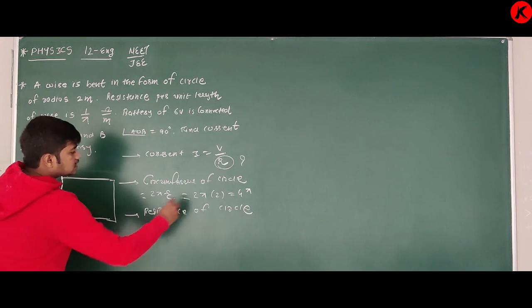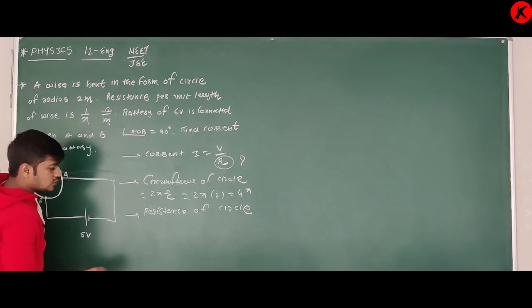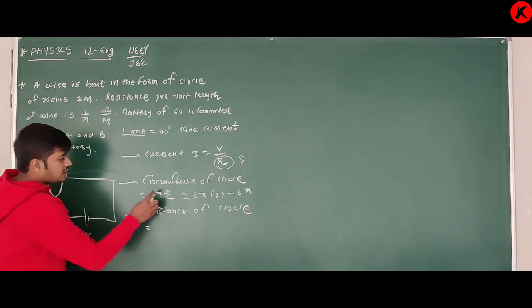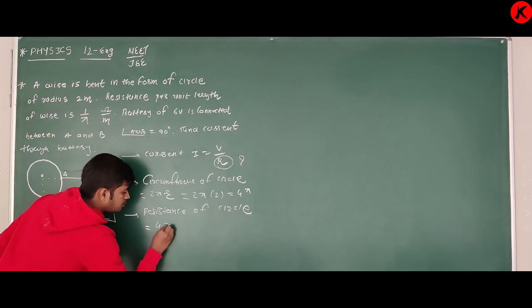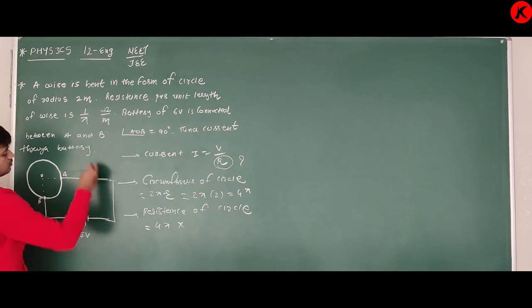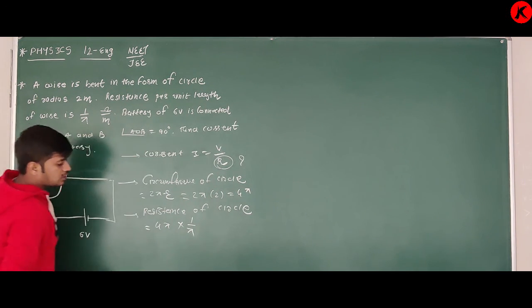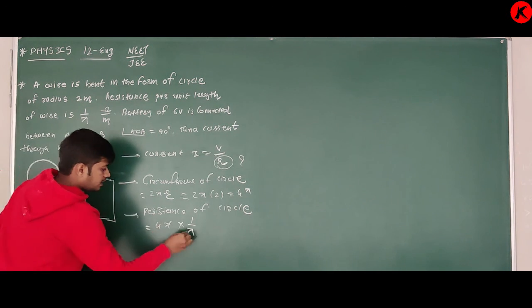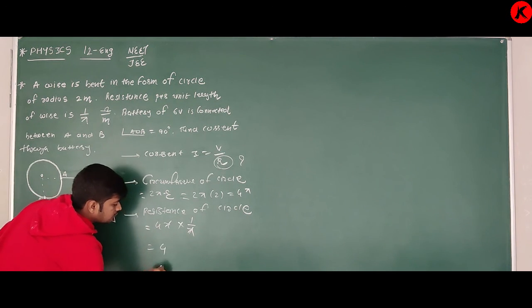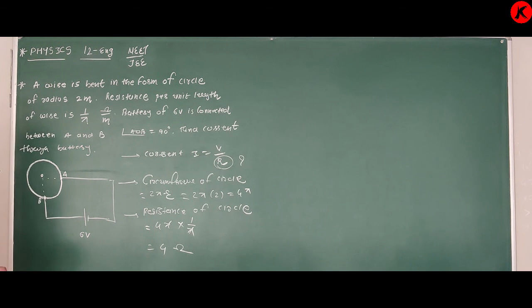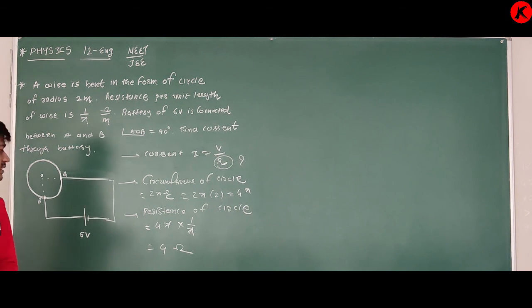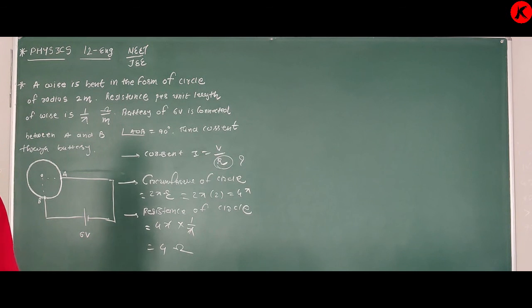So what is the resistance of the circle? Resistance of circle is equal to, what is the length of the circle? It is 4 pi into 1 upon pi. Clear about this? So see, this pi cancels. So resistance of circle is 4 ohm. It means this whole circle has resistance 4 ohm. Now it is easy. Why is it?